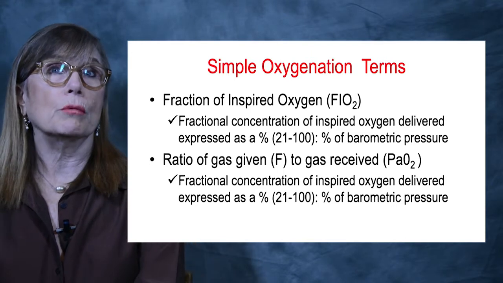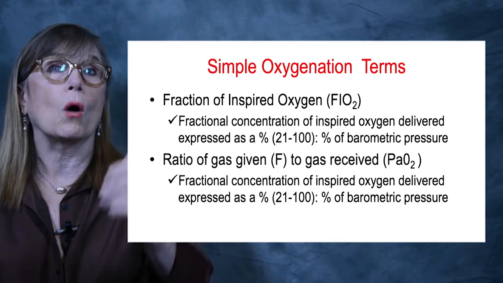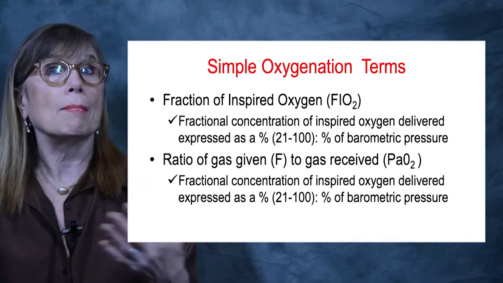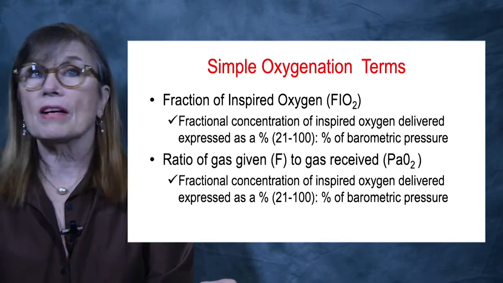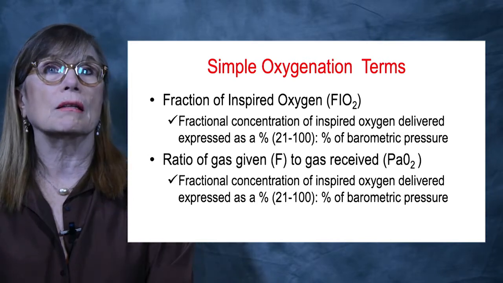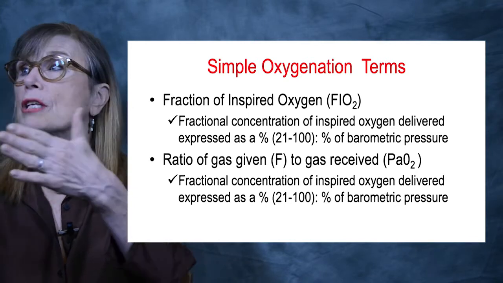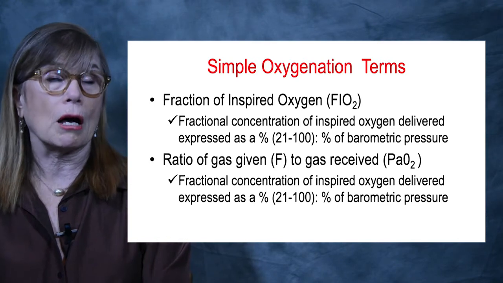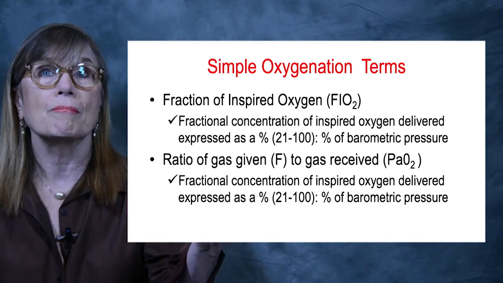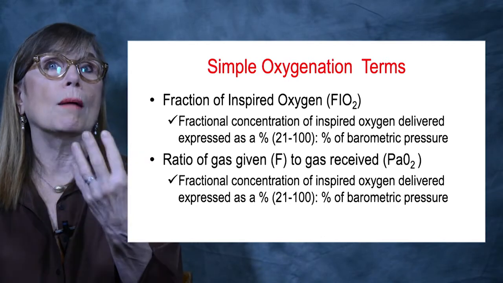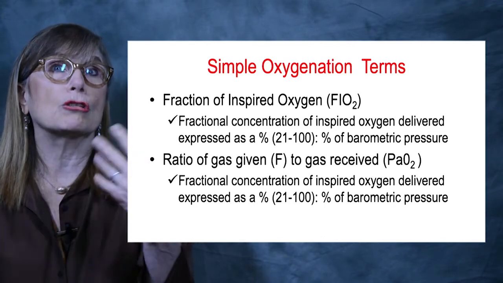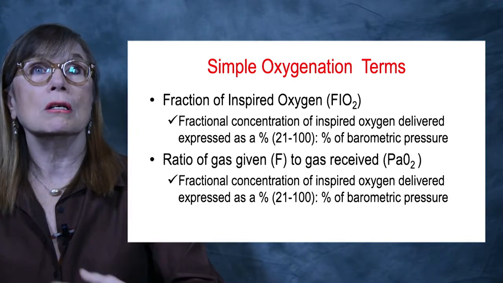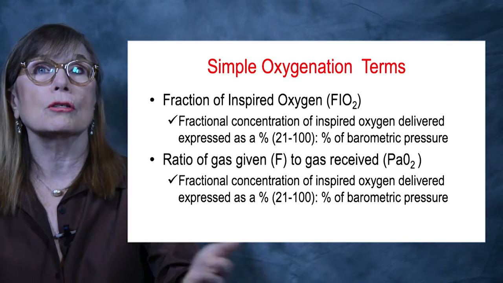So FiO2, remember, if we're at room air 0.21, that means 21% of atmospheric pressure is oxygen. Atmospheric pressure here in Georgia is 760 millimeters of mercury because we're at sea level. So when I'm on 21% FiO2, I'm actually breathing 159 millimeters of mercury partial pressure oxygen. If I'm on 100% FiO2, I'm breathing 760 millimeters of mercury of oxygen. That's a big difference, and it means I'm using more oxygen to deliver that oxygen through the lung and into the blood.